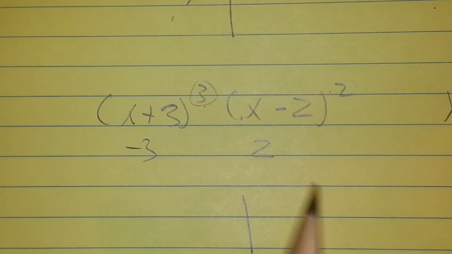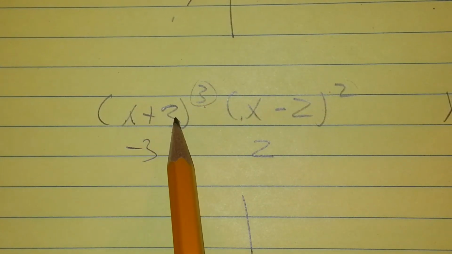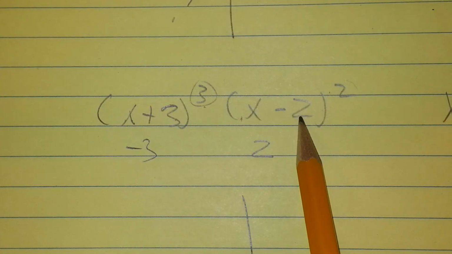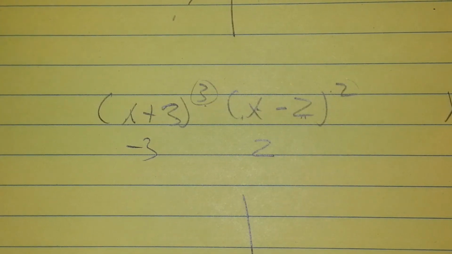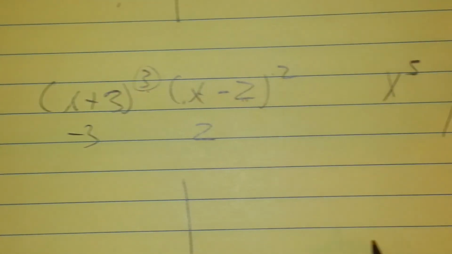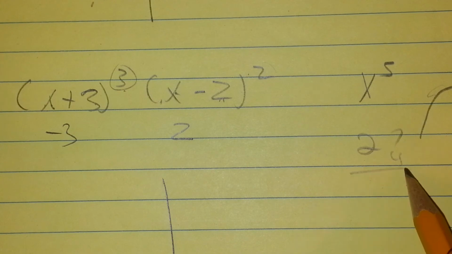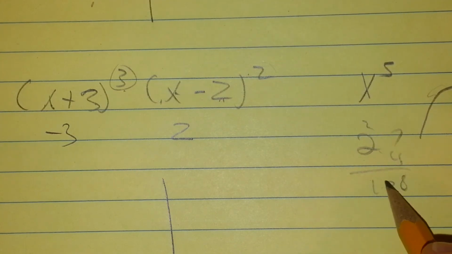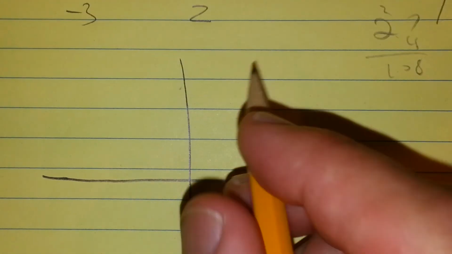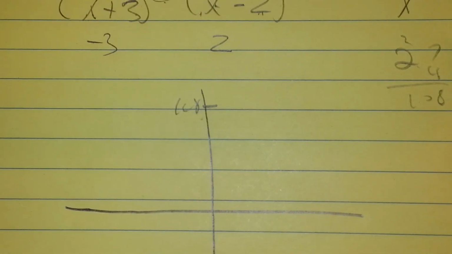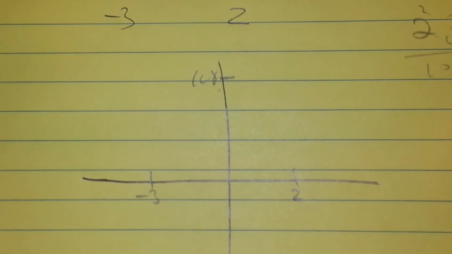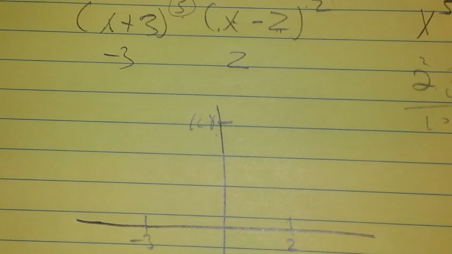So, you can also figure out y-intercepts by plugging in 0 here, and 3 cubed is 27, and -2 squared is, if I plug in 0, it's 4, so 27 times 4 is 100 and something, okay? So the y-intercept would be 27 times 4, which is 108. Okay, so 108 is my y-intercept, so here's 108, different scale. I've got -3, and I've got 2 as my zeros, okay?